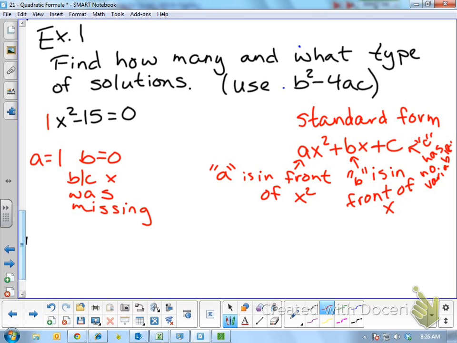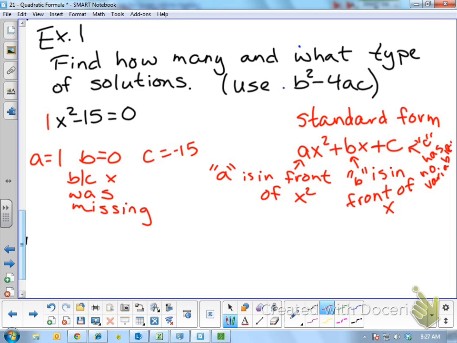Do you guys know that shorthand b/c just means because, just so we don't have to write the entire word. And then c again is easy, it's straightforward. What is c? Negative 15, we should include the negative sign. So once we've identified those, we can just plug them straight into our formula.